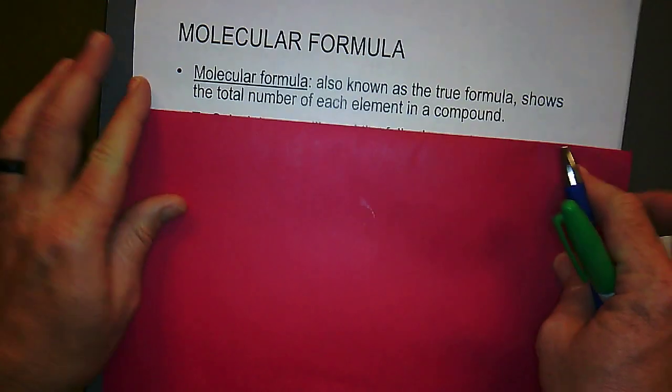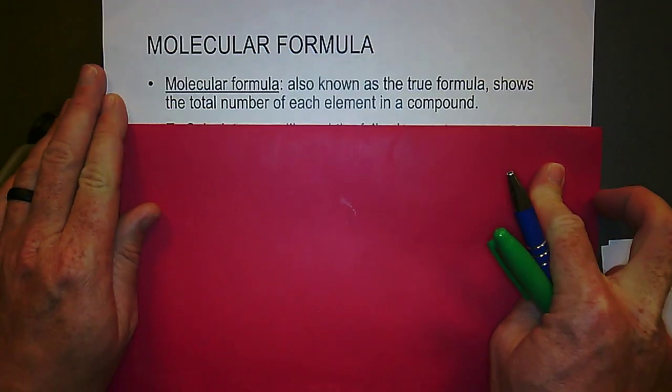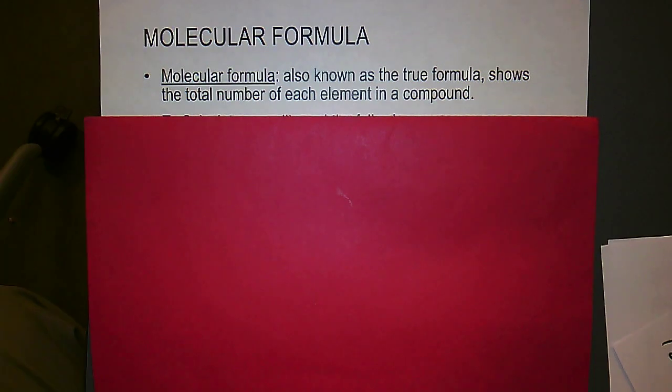Okay, today we're going to be talking about molecular formulas, and to recap, molecular formula is the next step after empirical formulas. If you recall, empirical formulas are the lowest ratio of elements in a compound, whereas molecular formula shows all of the elements and the total number of each in a compound. Okay, so molecular formula. Let's go ahead and get this in our notes, please.